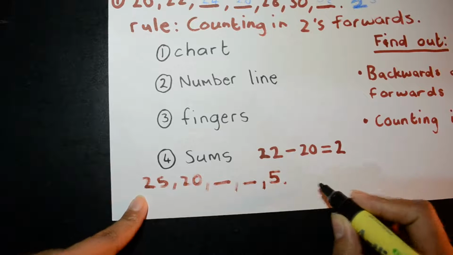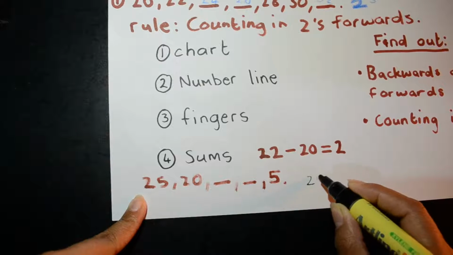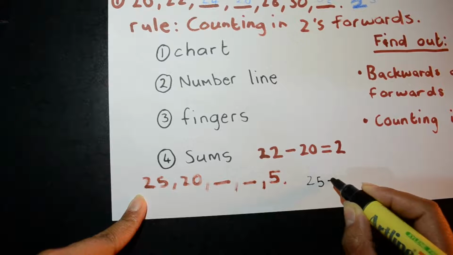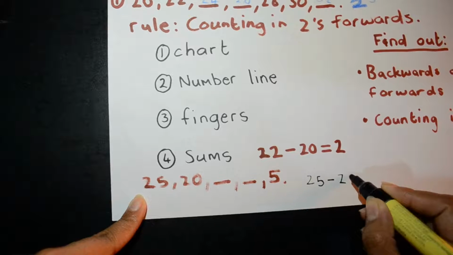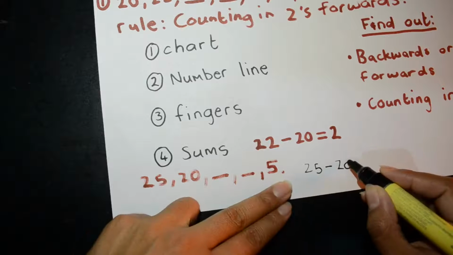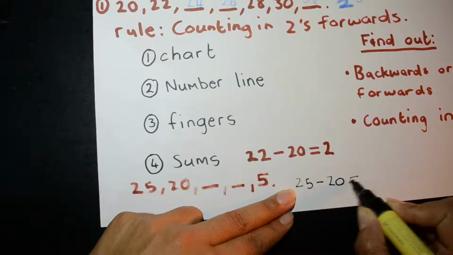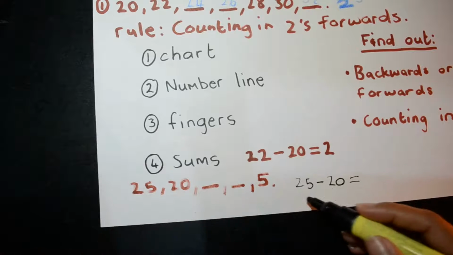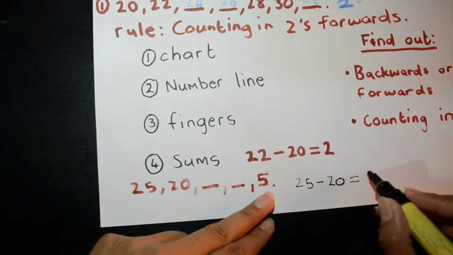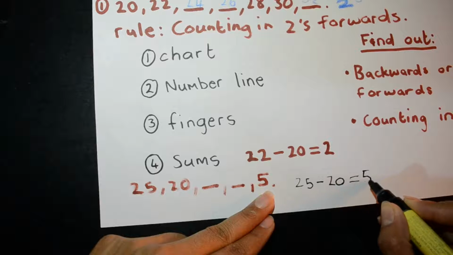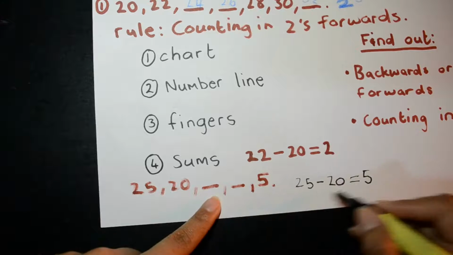So I'll put 25 first, and it will be 25 minus 20. And that will give me my answer. So if you work it out, you will see that the answer is 5. Okay, so that means it's counting in fives.